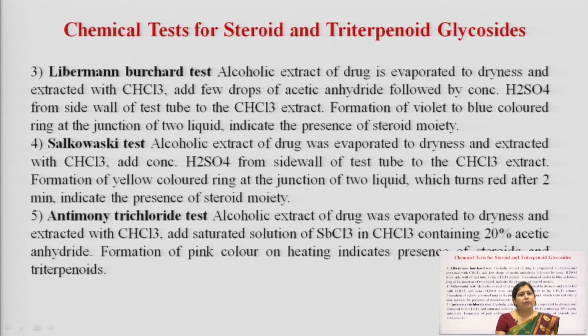Then we can also go for the test for steroidal and terpenoidal glycosides, like the Liebermann-Burchard test, where in the alcoholic extract, if we evaporate it completely to dryness and add chloroform, after which we add a few drops of acetic anhydride and a few drops of H2SO4 from the side of the test tube, then a junction is formed, and there is the formation of a violet to blue colored ring at the junction of the two liquids, which indicates the presence of the steroidal moiety.